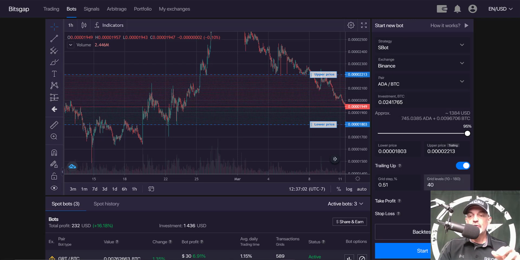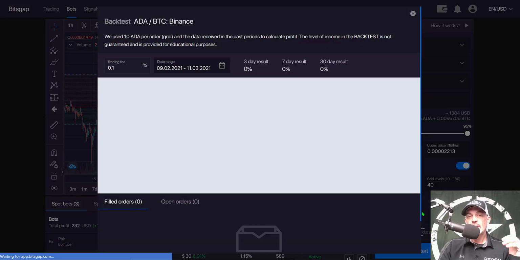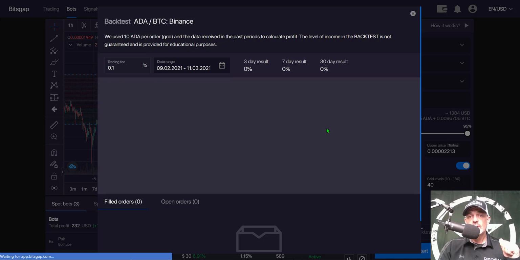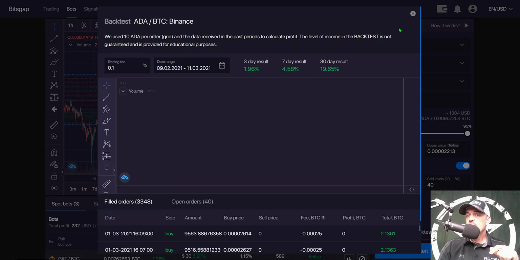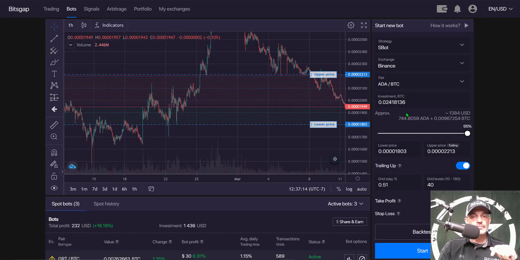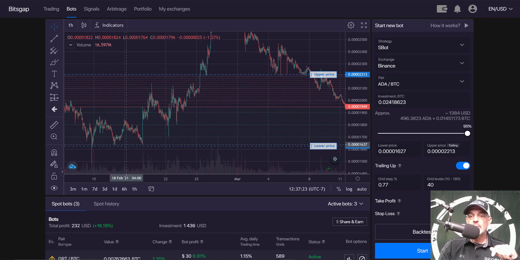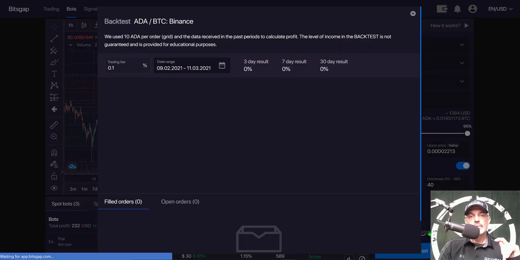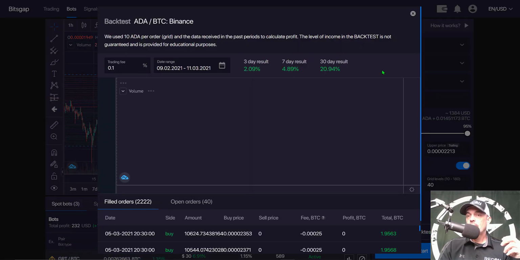So I'll change my grid levels to 40, hit the back test again. Odds are this is actually going to go down. Yep, performance is not where I would like to see it. And so I'll lower this lower price level down to that support level we were thinking maybe be a stop loss. And we'll give the back test button a click. And we're right back to where we were at.